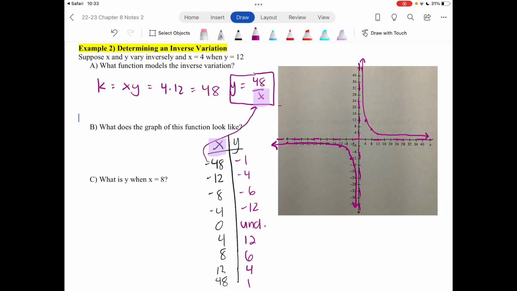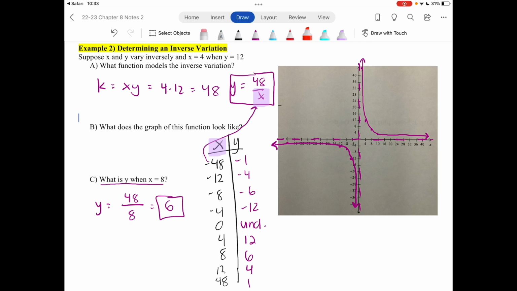Lastly, by knowing the function model, we can figure out different unknown values. Let's say we want to find what y is when x equals 8. Well, we put that into our equation. y is equal to 48 divided by x. We're going to put in our x value, which is 8. Go ahead and divide, and we're going to find that our answer is 6.